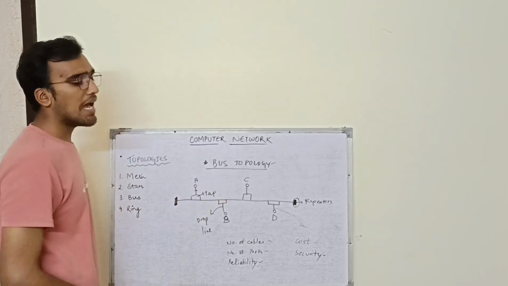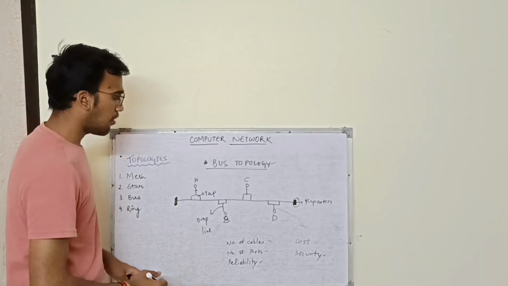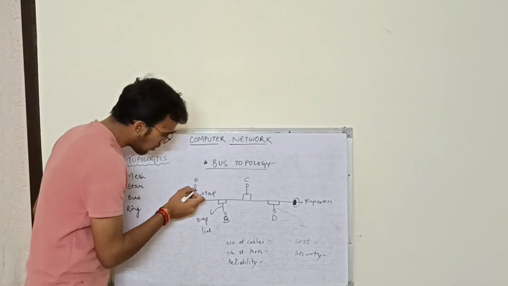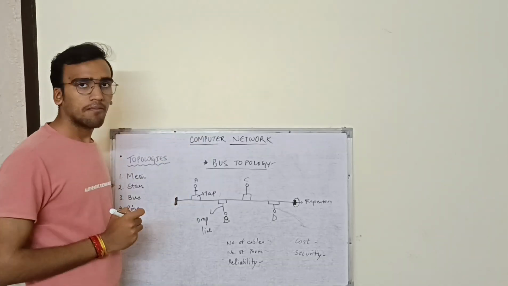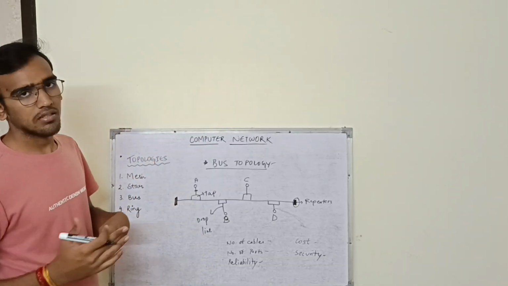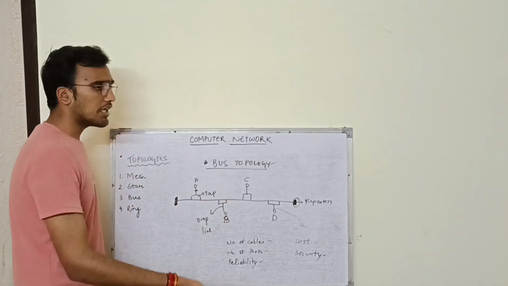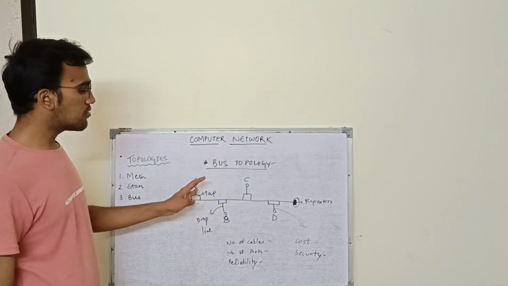Basically, the tap is used to connect the drop line to the main cable, to transmit or deliver a message. The drop line transmits data from one device to another device.